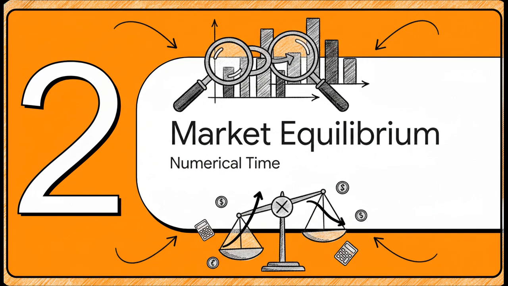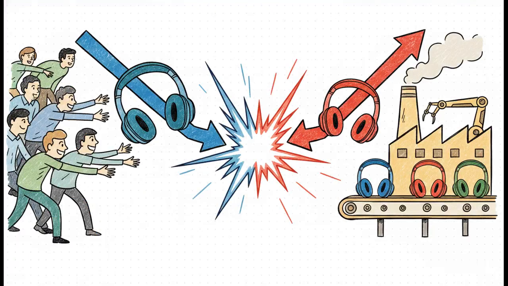Sections 2 and 3, calculating market equilibrium and the real-world math. Okay, let's bring this abstract concept to life with a real-world application. We're looking at the market for premium wireless headphones here. On the left, our demand equation captures consumer desire. Basically, as the price goes up, the number of people willing to buy these headphones naturally drops. On the right, the supply equation represents the manufacturers, and as you'd expect, as the price goes up, makers are highly incentivized to produce more. So these two opposing forces are on an absolute collision course.